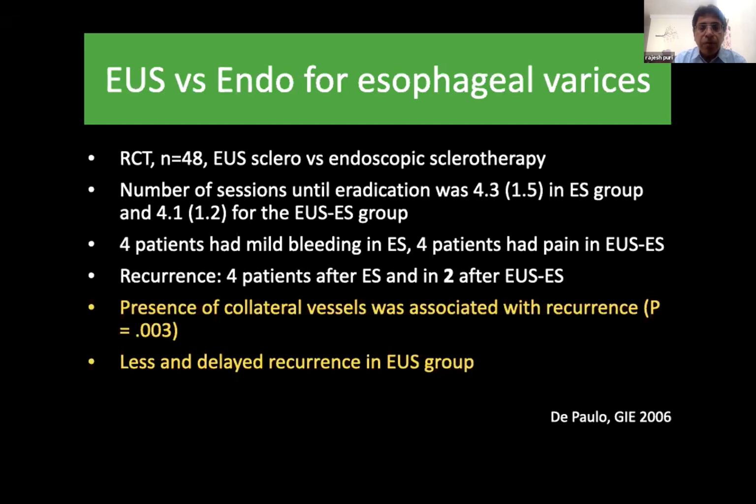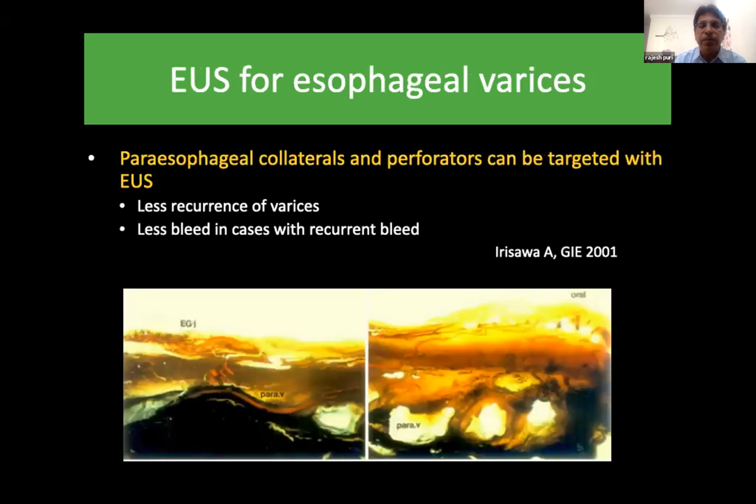That study shows that the presence of the collateral vessel was associated with recurrence, and there was less and delayed recurrence in the EUS group because he targeted the perforators. So EUS has some role in the management of esophageal varices.